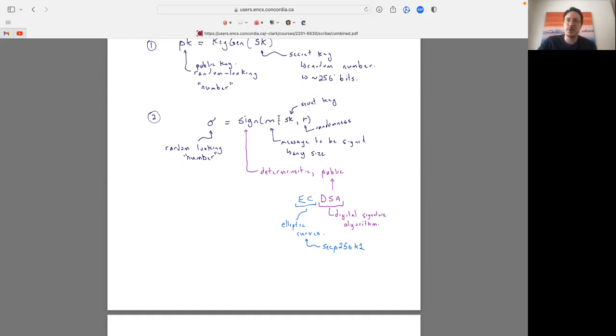Sometimes people will put a semicolon between them, or they might put SK and random as a subscript here to indicate that it's an input to the protocol, but it's not what you're actually signing. So these are inputs to the parameters, but they're not what you're signing. You're only signing the message itself. So you sign the first parameter, using these two as helper values to help you do that signature.